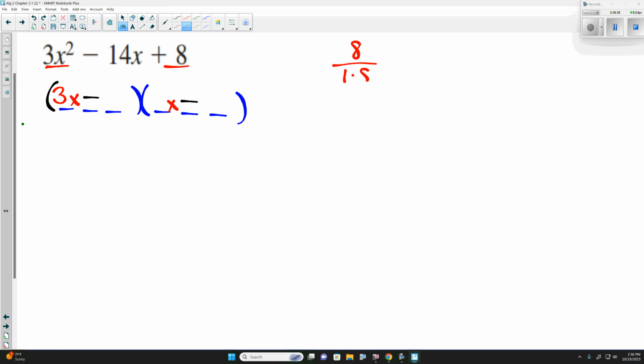Well, factors of 8 are 1 and 8, 2 and 4. Where do you want to put the 2? Now we need to see if this is the correct setup. 3x times negative 4 is negative 12x. Negative 2 times x is negative 2x. Negative 12x minus 2x. Is that the correct middle term we wanted?